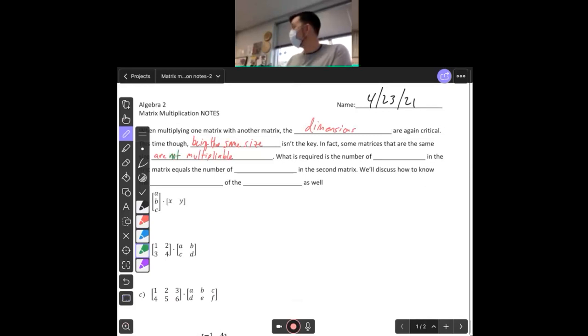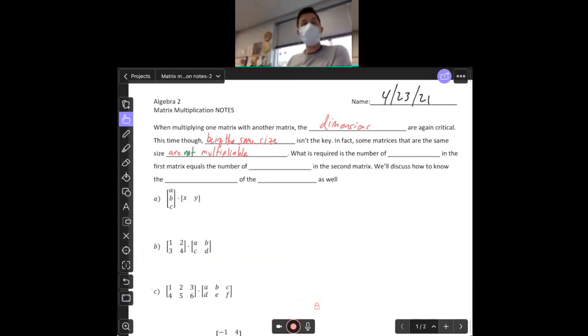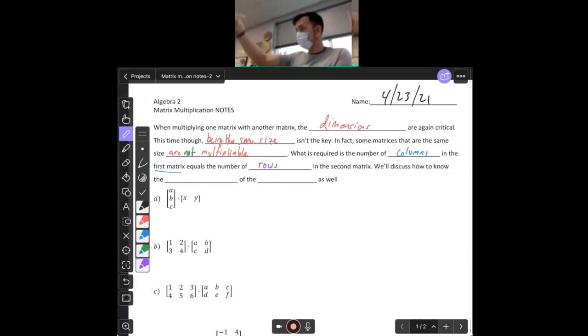So being the same size does not mean that you're going to be able to multiply the matrices to each other. What does matter is that the number of columns in the first matrix is equal to the number of rows in the second matrix. So that's how you know if the problem can be done. And then we're going to talk about how we figure out what the dimensions of the product are.